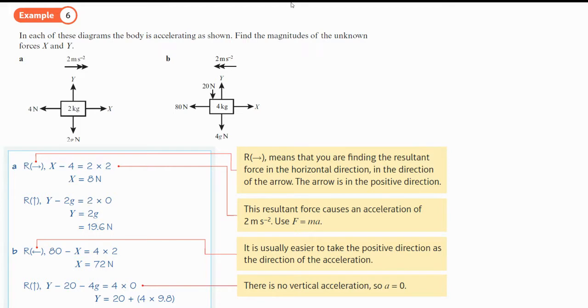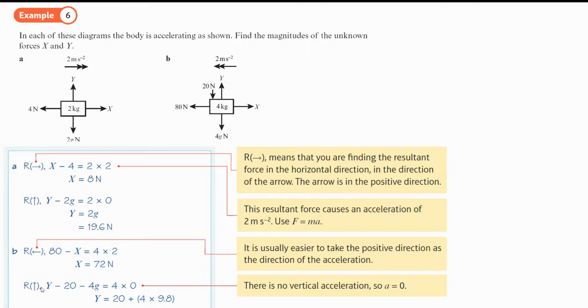You can do the same thing for B. The only little difficulty here is it's accelerating away from x, so we've got to be careful there, and there's an additional force here. Okay, so in this case, because it's accelerating away from x, 80 is bigger than x, and the resolved force would be 80 take away x. So force, 80 take away x, equals mass, 4, times acceleration, 2. If you rearrange that, it's going to be x is 72 newtons.